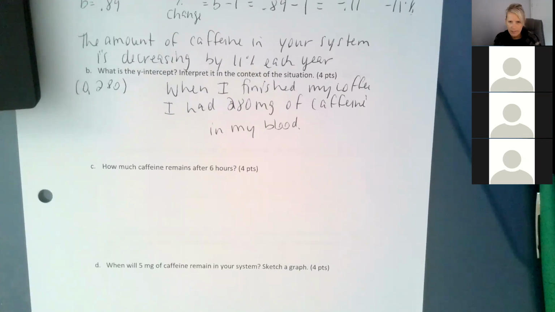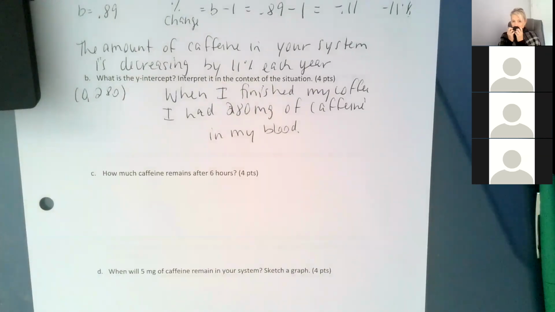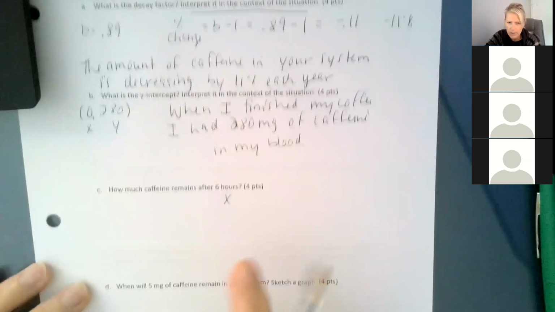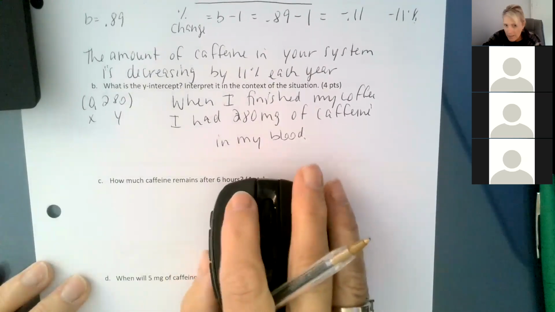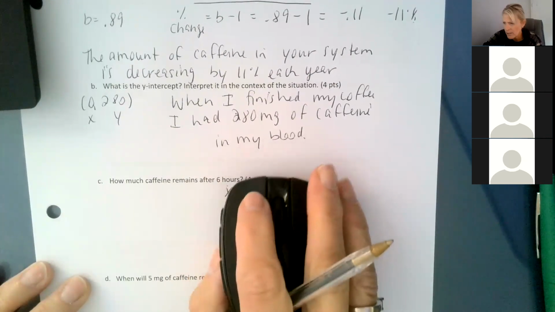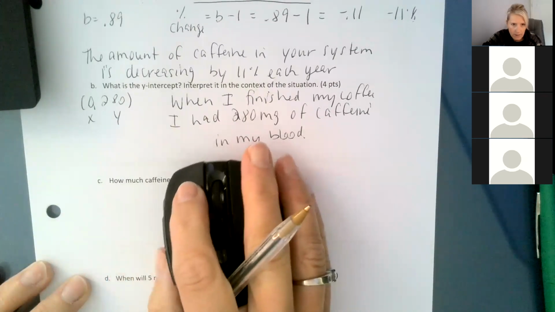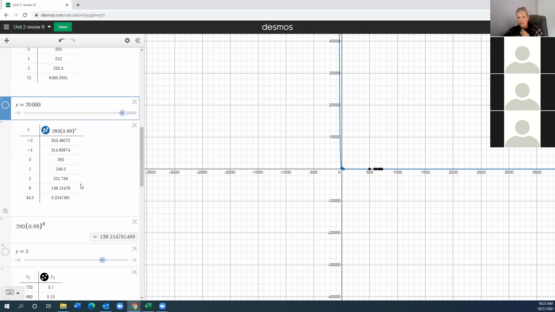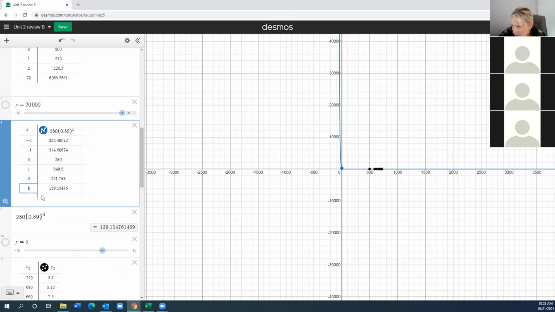So it says, how much caffeine remains after 6 hours? Obviously, I need more caffeine. So after 6 hours, so hours is my X, right? So I want to know when X equals 6. So I'm going to go to Desmos here for a minute. I've typed in my equation, just so y'all know, and I already went to the gear. Jeez, I'm so sorry. Some mornings are better than others. So I already went to my gear and created my table, and I typed in 6 hours. And I got 139.15 milligrams.